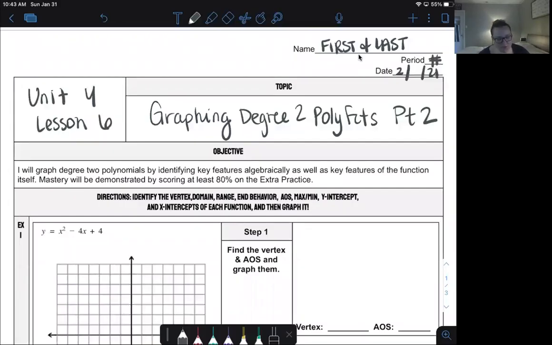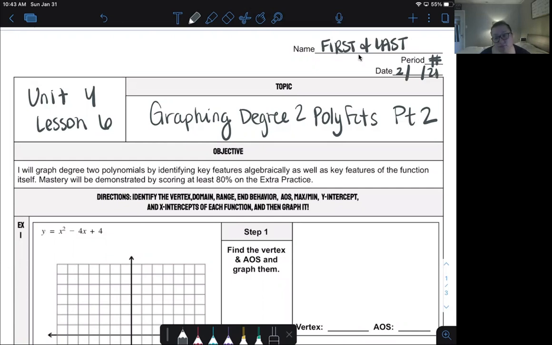Today we're going to be doing Unit 4, Lesson 6. This is part 2 of Lesson 5. So some of the stuff we go over today is going to seem kind of familiar. As always, don't forget to put your first and last name, period, and the date in the upper right-hand corner of your paper. Our topic today is graphing degree 2 polynomial functions, part 2.